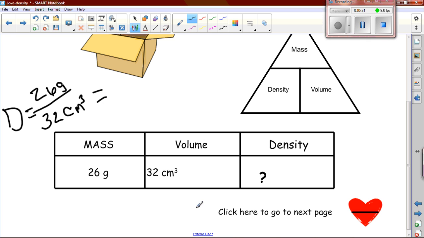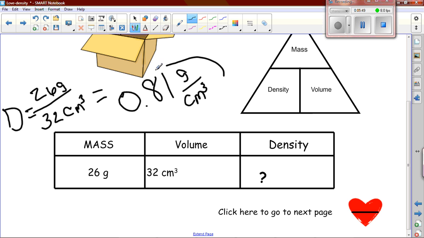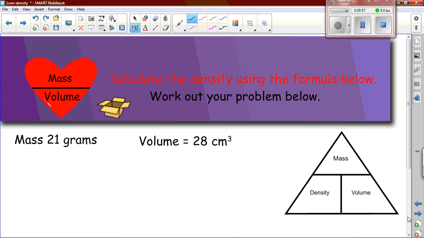Okay, and if we divide that out, just do that in your calculator and go to two decimal places. It would actually come out to 0.81 grams per centimeter cubed. Okay, and that would be your final answer for density. That's it. Done. All right, let's try another one.